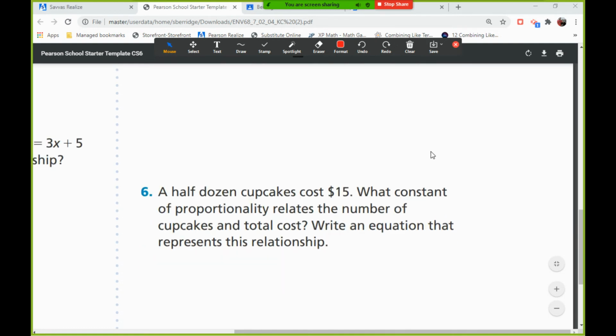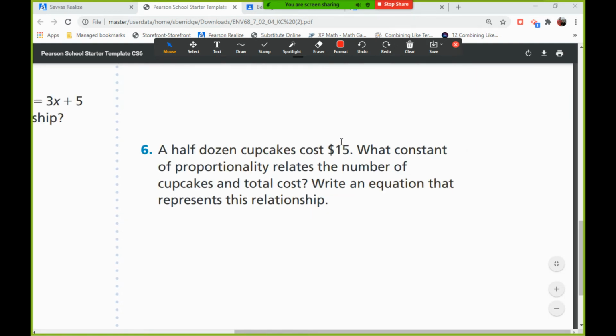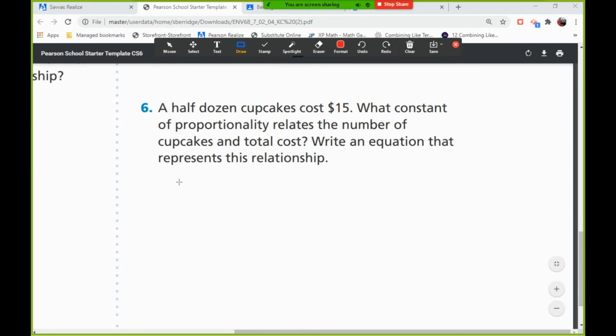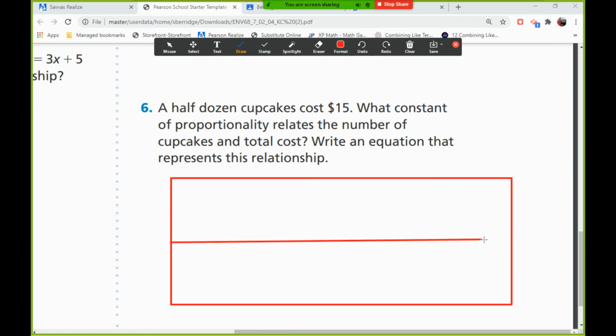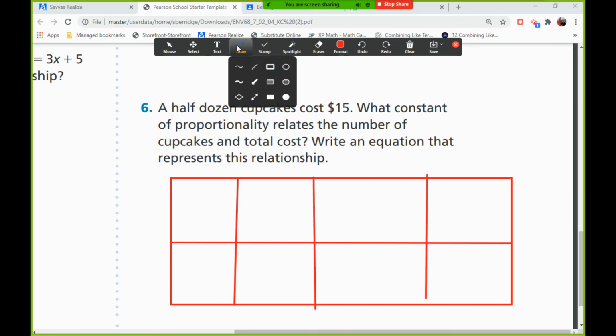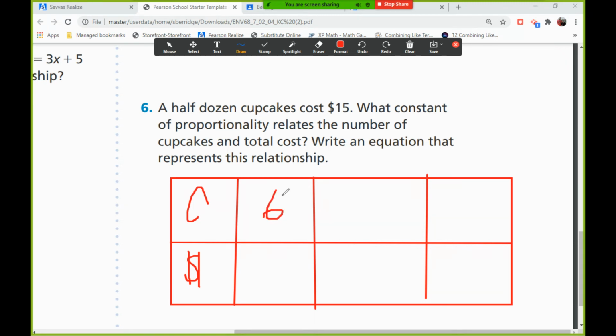Okay, right here, a half dozen cupcakes cost $15. What constant of proportionality relates the number of cupcakes and the total? So again, this is just kind of building a unit rate box. Notice that the avenue to our solutions are all very similar as we work through this unit. We have cupcakes, dollars. So a half dozen cupcakes, 6 of them, costs $15. What is the constant of proportionality? We want to know what 1 cupcake costs.